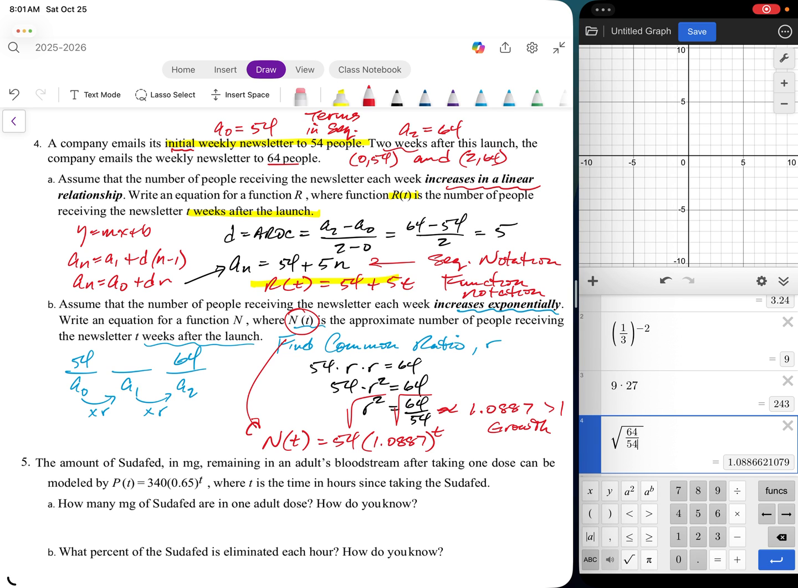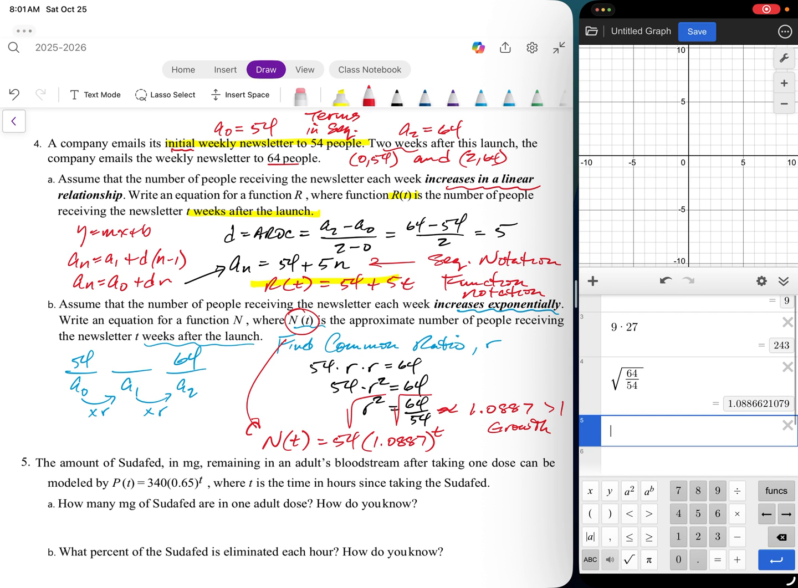And if you want to see if it works, you can check, substitute 2 in. All right, you better get 64. So let's check. N of 2 is equal to 54 times 1.0887. It won't be exact because we're rounding this common ratio. All right, so let's see what we get. Let's just double check it. So 54 times 1.0887, raise that to the second power. And notice you get 64.004, which is close to 64.